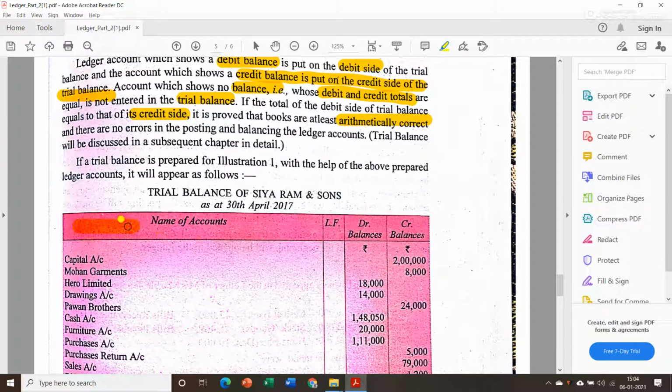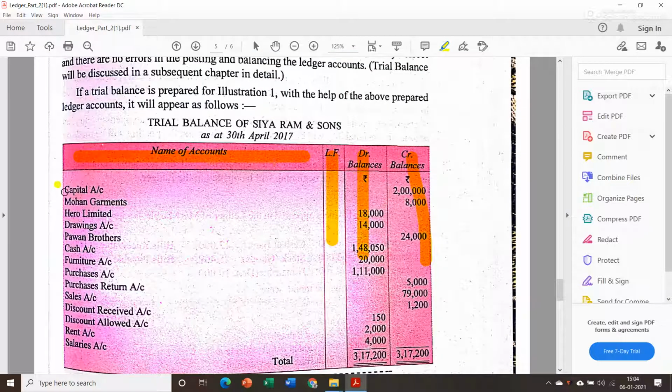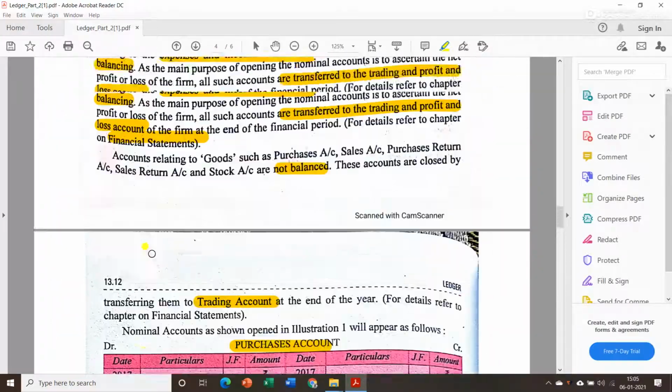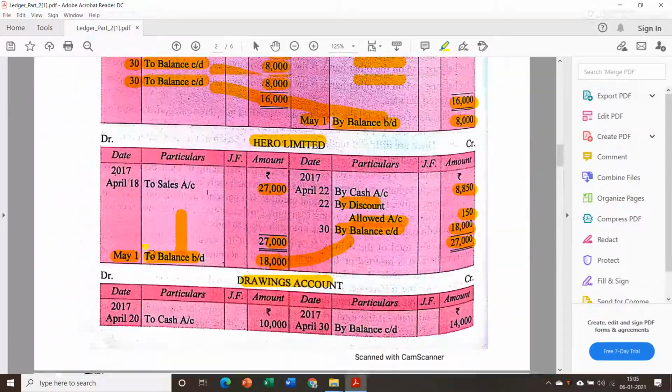Now in the first column we will write the name of accounts, then we have one column for ledger folio, then debit balances and credit balances. Now see the capital account. As we have seen in the illustration, it was showing a credit balance of rupees 2 lakh, so we wrote 2 lakh on the credit side. Then Mohan Garments, let us see the Mohan Garments account.